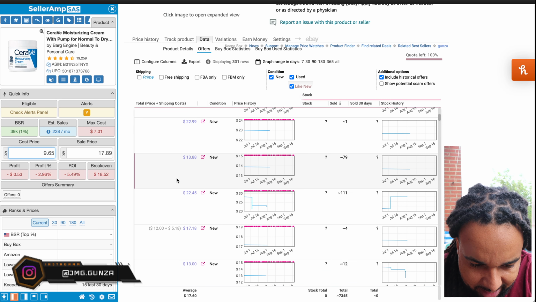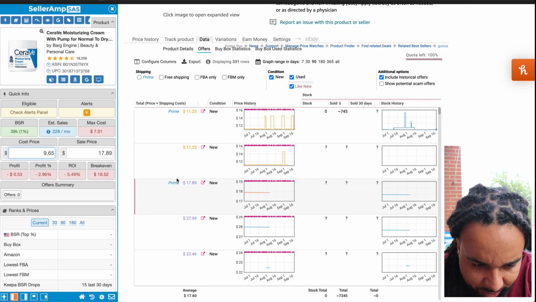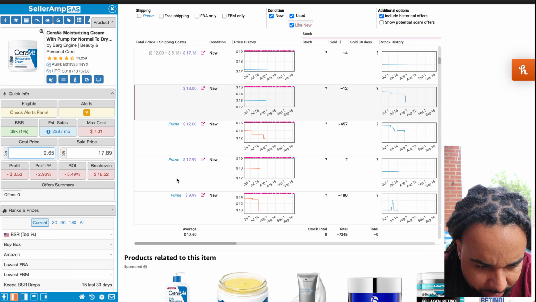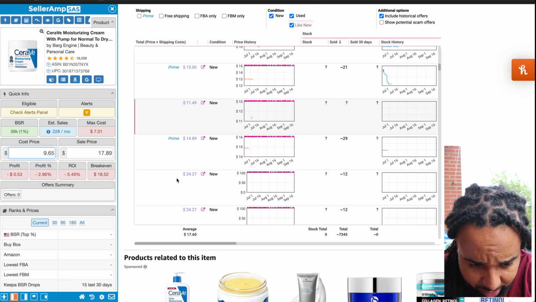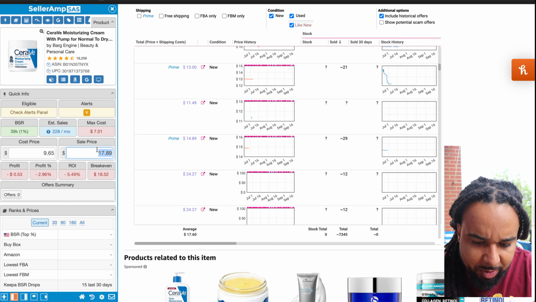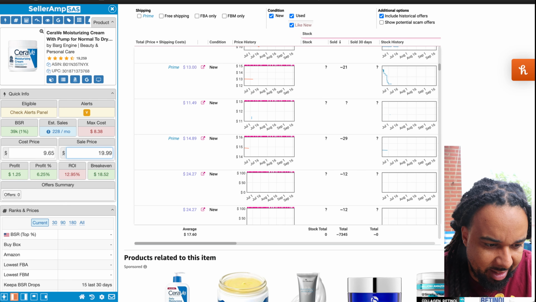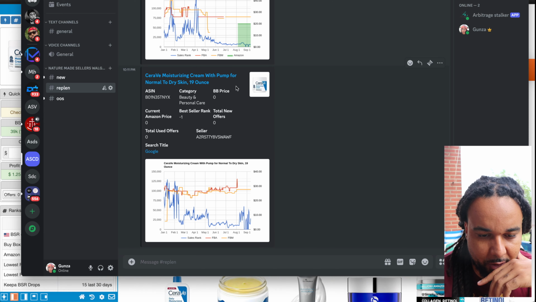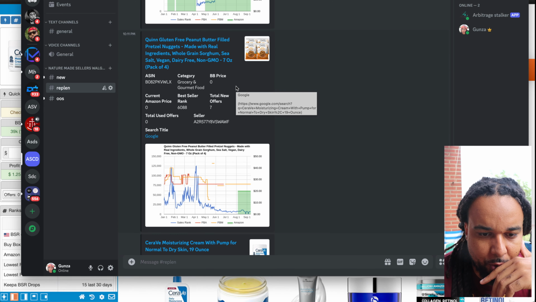However, at what price would we need to be able to sell it to make it profitable, to make it decent enough for us? Let me check. It would need to be at $19.99. Yeah, probably we're going to skip this. It's not going to be profitable. All right. Let's move to the next one.